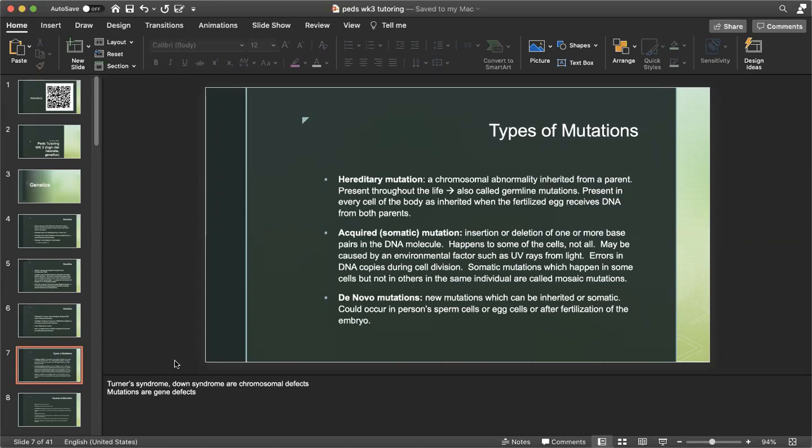Acquired or somatic mutation is insertion or deletion of one or more base pairs in the DNA molecule. It happens to some of the cells, but not all of them. It may be caused by an environmental factor like UV rays from light, or errors in DNA copies during cell division. Somatic mutations happen in some cells, but not in others. And then de novo mutations are new mutations that can be inherited or somatic, and it can occur in a person's sperm cells or egg cells or after fertilization of the embryo.